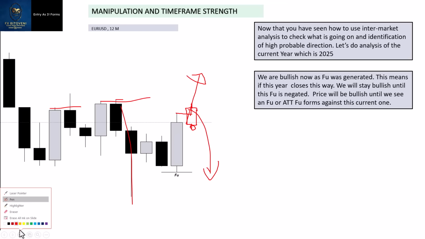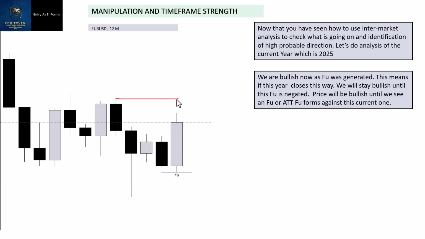Because as of now, this is the liquidity you have. This is the draw on liquidity you are looking to target. Because we have a FU, we want to see another year going up. So if this liquidity holds, we need a purge no matter what, because we cannot say we are going down if we still have this FU. This FU must be negated on the same time frame. If we don't see that, we wait.